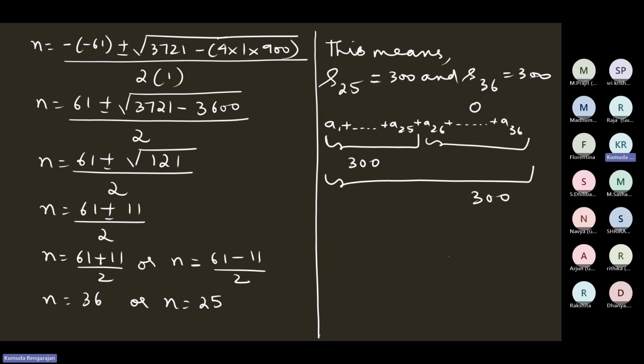So here, S25 is 300. S36 is also 300. So after the 25th term, you have A26, A27, A28, A29, A30, 31, 32, 33, 34, 35, 36. The sum of all these terms from the 26th term to the 36th term is 0. That's why the double answer. You can see I've represented it here. This one is 300, but the full thing is also 300. That's because for this part, from A26 to A36, the sum is 0.